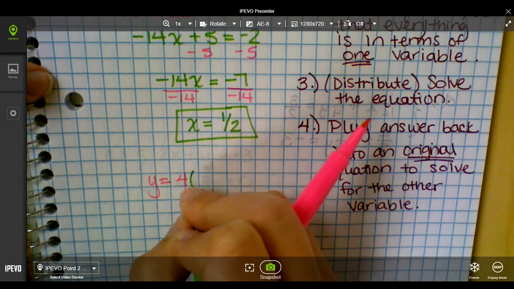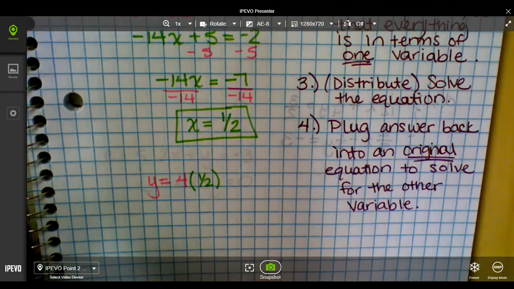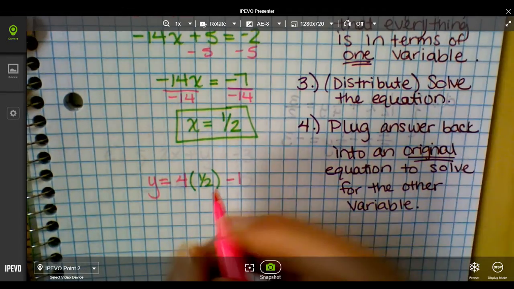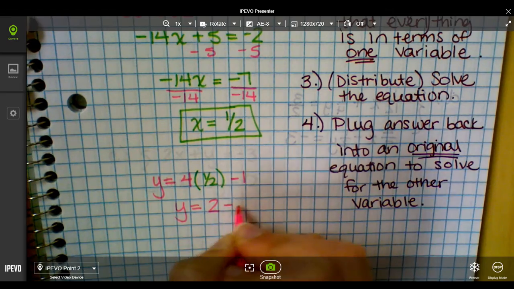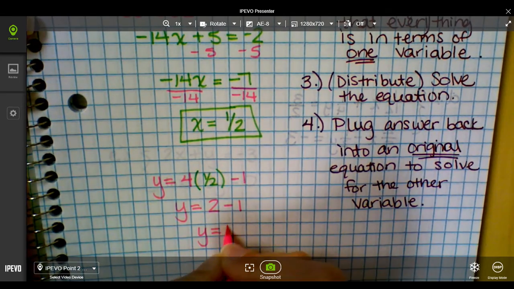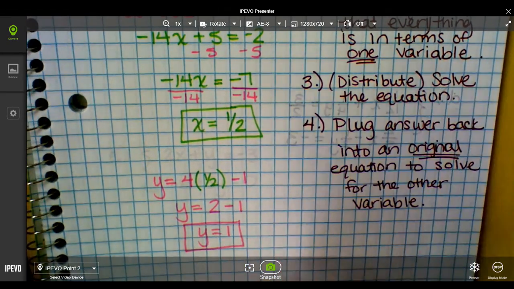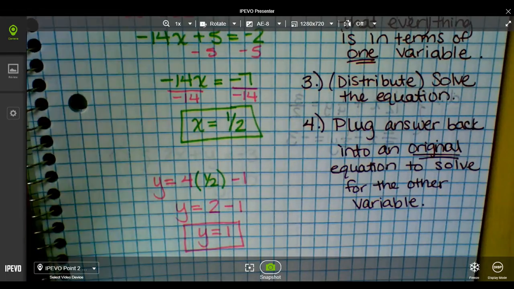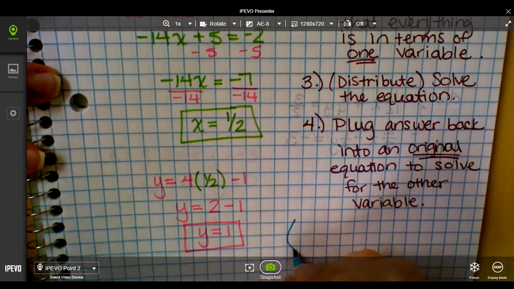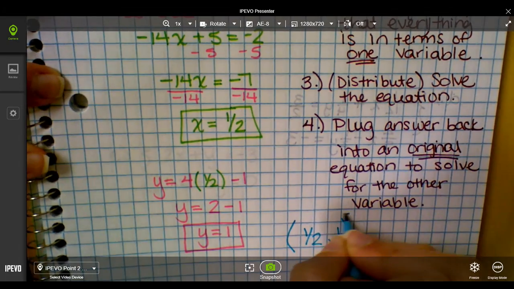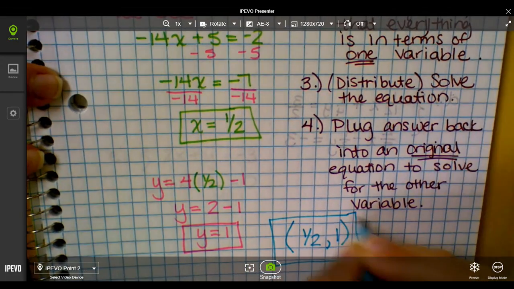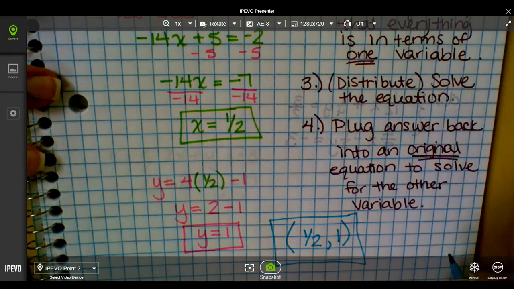And then instead of x, now I'm plugging in the 1/2 and then minus 1. And then I just solve this. 4 times 1/2, you just cut it in half, which is 2. 2 minus 1 is just 1. So now that I know that y equals 1, now I know my solution, and always make sure you are putting your x's first and your y's second, my solution is going to be 1/2 and 1.